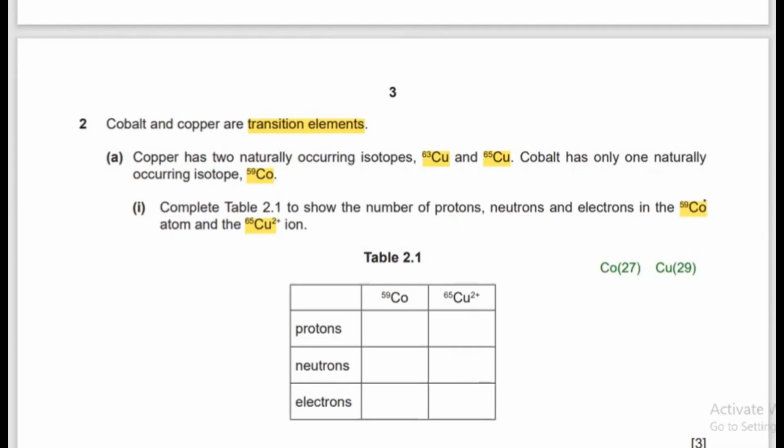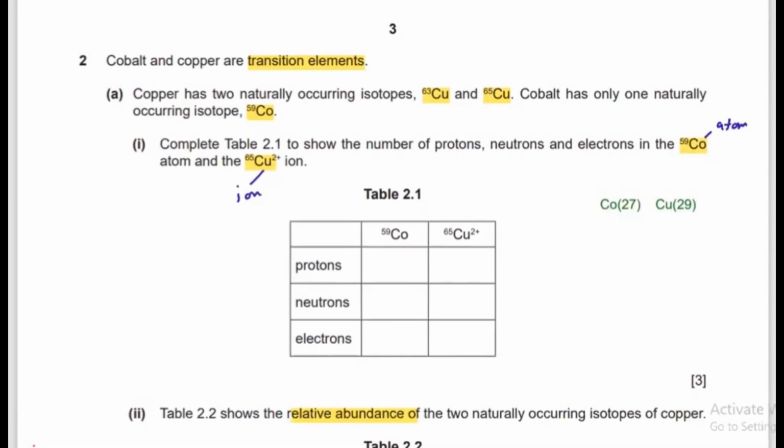So this is the atom. As we can see, there is no charge, but Cu2+ is the ion. So we have to keep in mind that ions have a different number of electrons as compared to the protons.